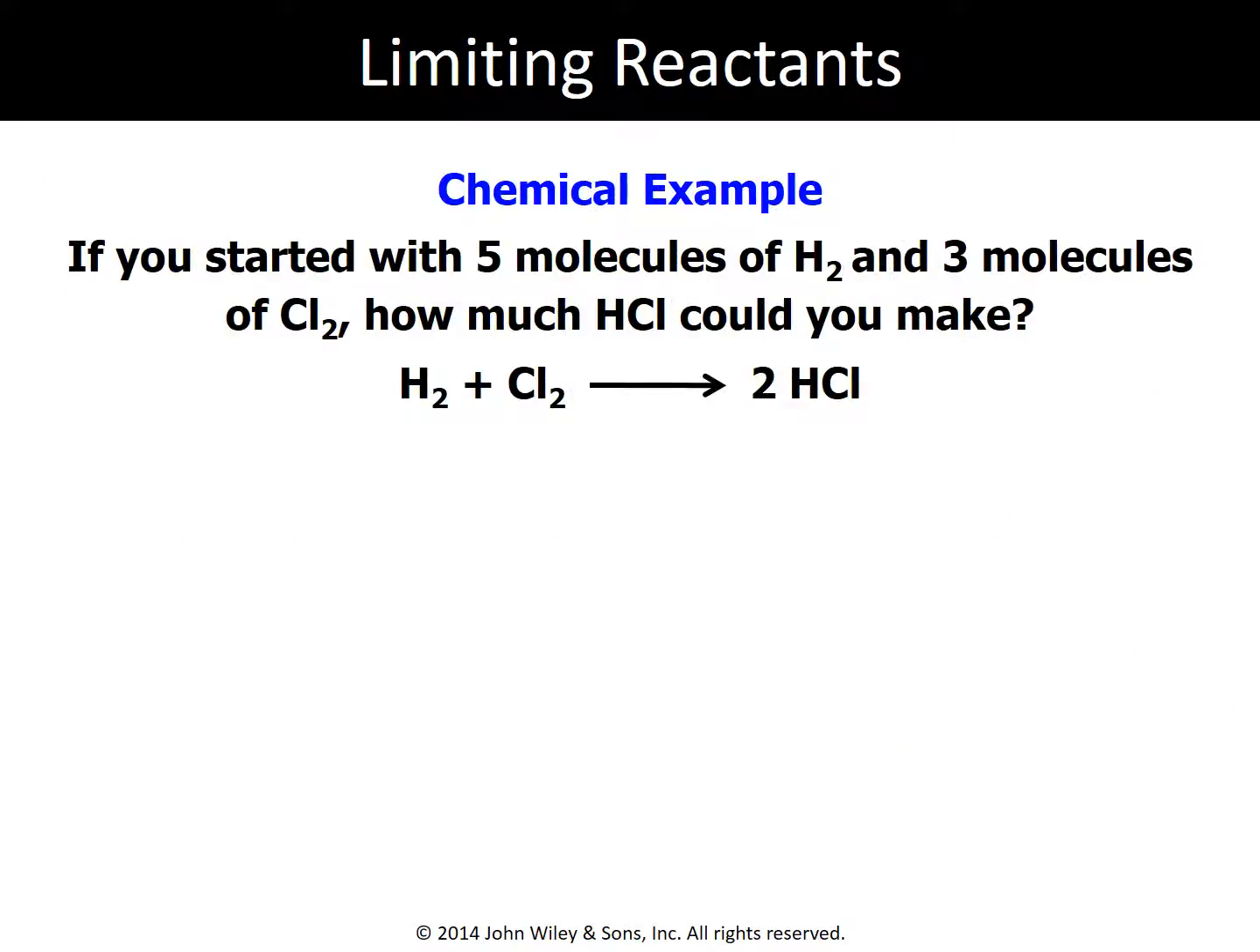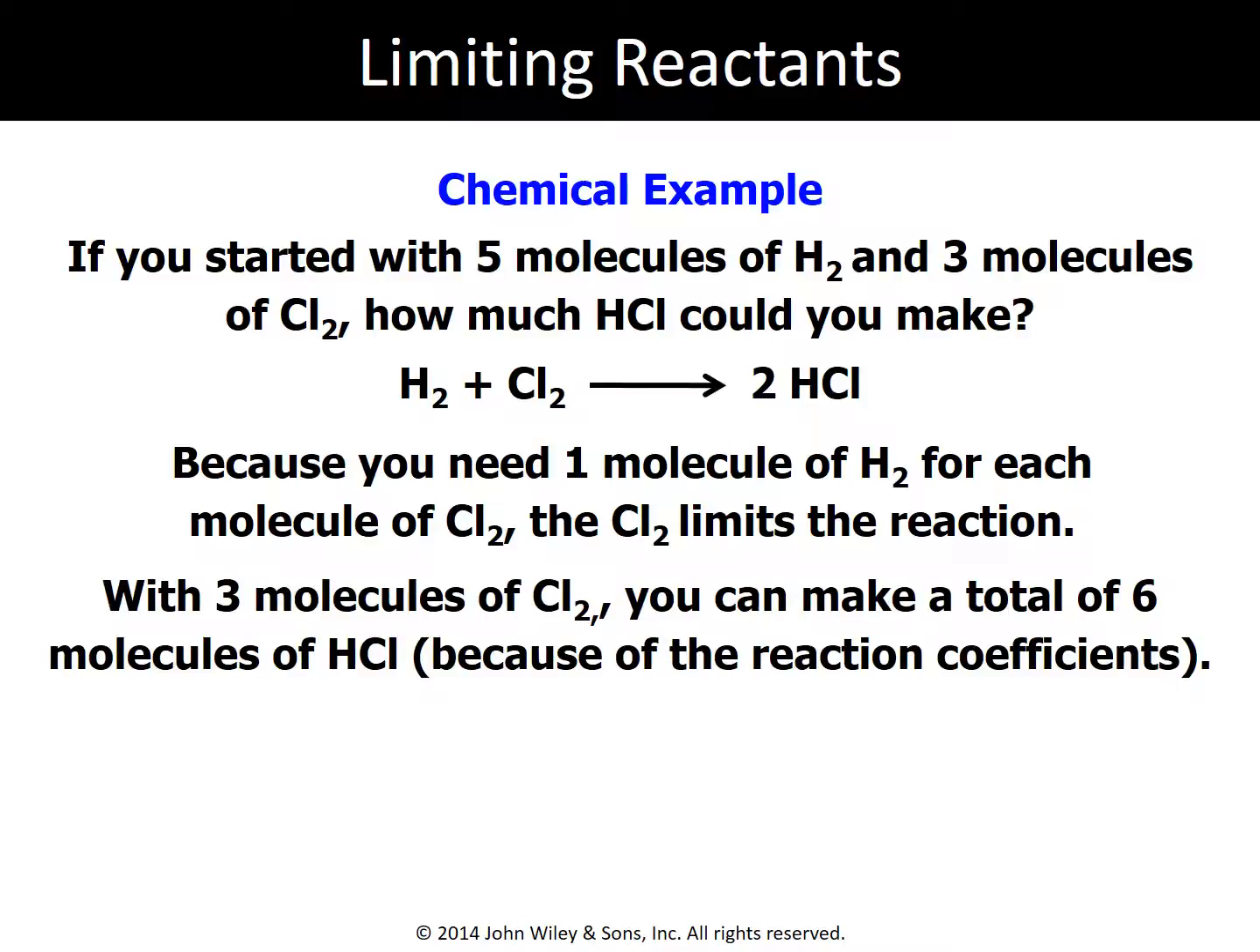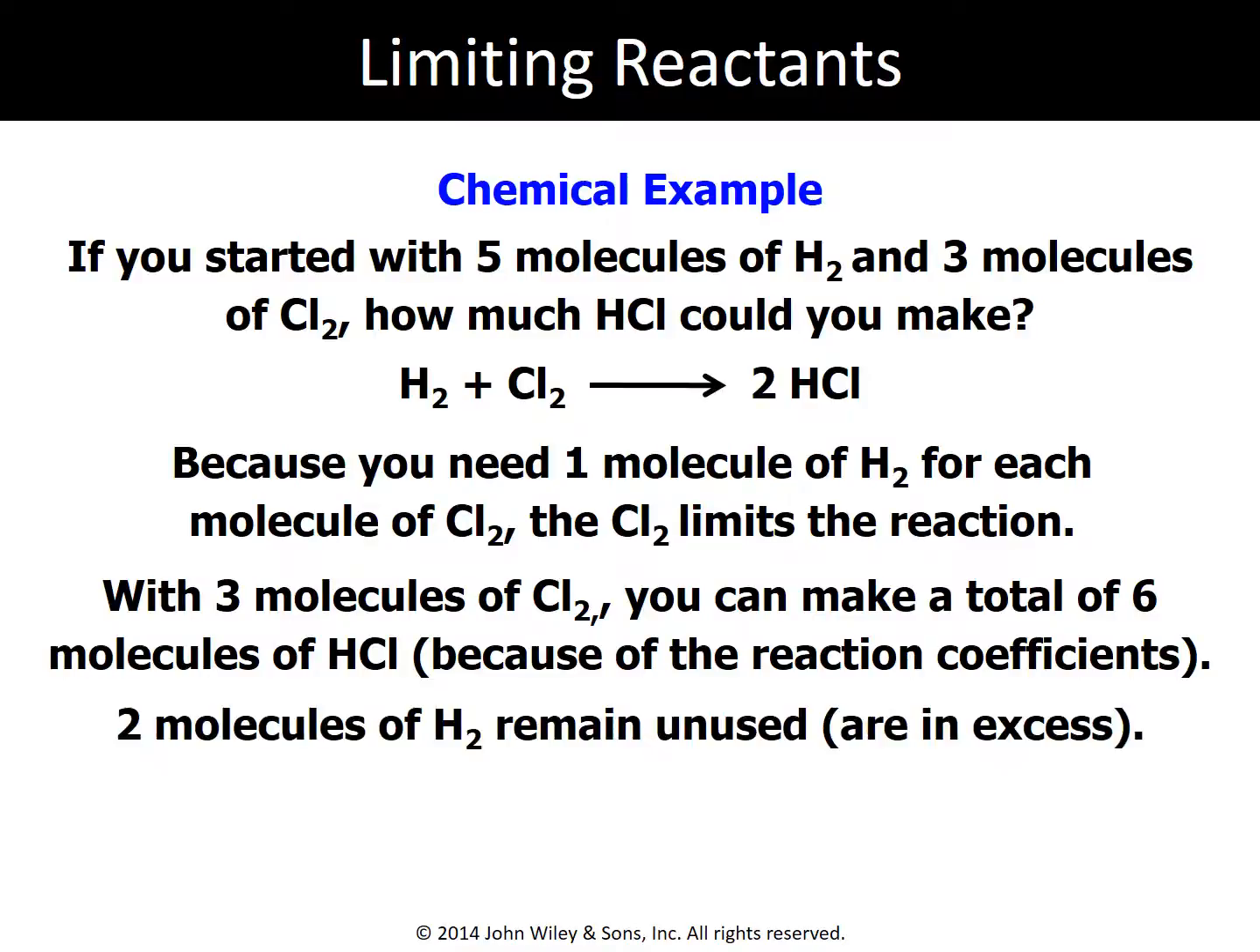So let's look at a chemical example. We've talked about our chemical reactions and what coefficients mean. If you start with 5 molecules of hydrogen and 3 molecules of chlorine, how much HCl could we make? We can see here that our ratios are 1 to 1 to 2. Because we need 1 molecule of hydrogen for each molecule of chlorine, our chlorine limits the reaction. With our 3 molecules of chlorine, we can make a total of 6 molecules of HCl, and again, this is because of our coefficients. We'll have 2 molecules of H2 remaining unused.